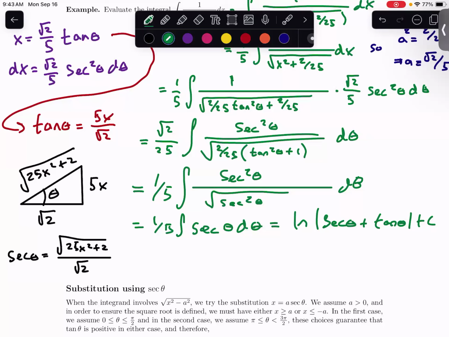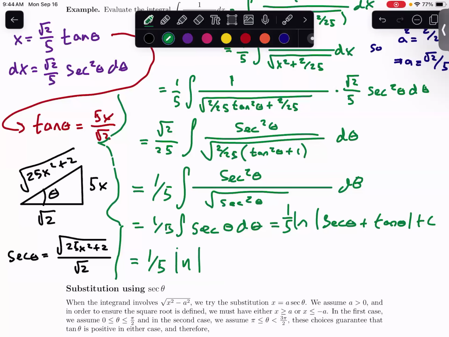Oh, I forgot the 1 over 5. I'm going to do this over and over again. There's a 1 over 5 in front of the integral that I forgot to write after doing the natural log here. So you should have a 1 over 5 being multiplied by the natural log. And so this is equal to 1 over 5 times the natural log.